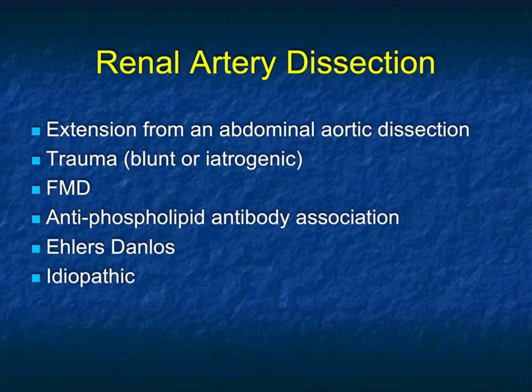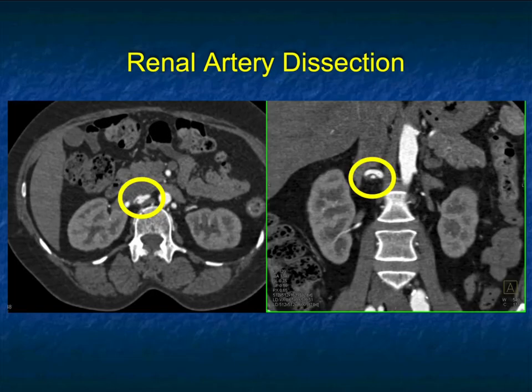We spoke about aneurysms. We also need to comment on dissection. Most of the time I see renal artery dissection is extension from abdominal aortic dissection into the renal arteries. You can see it as a result of trauma. It's an unusual complication of fibromuscular dysplasia, an antiphospholipid antibody-associated disease. You can see it occasionally with Ehlers-Danlos, which gives aneurysms, as well as occasionally dissection, and it can be idiopathic.